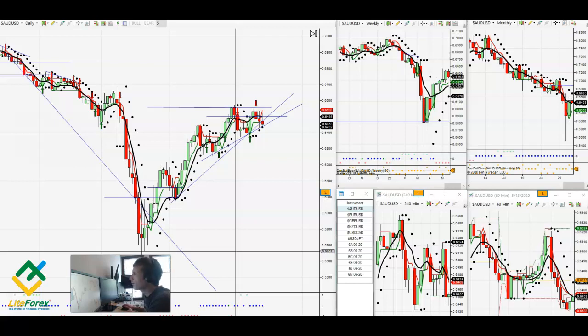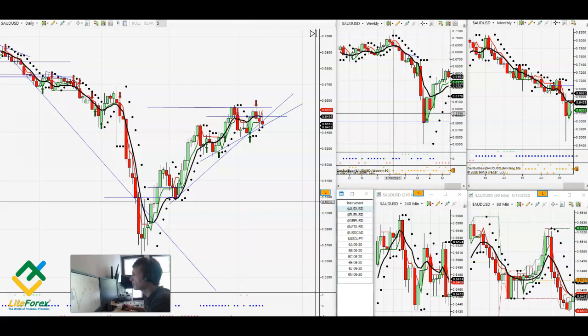I'm going to do a breakdown of the major Forex pairs, starting with Australian USD.